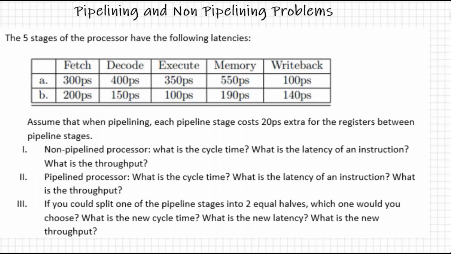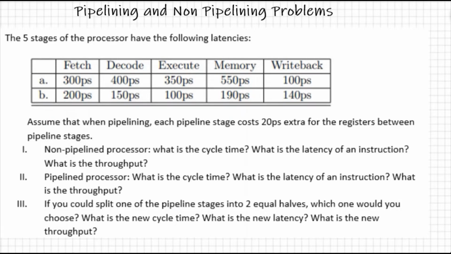Assume that when pipelining, each pipeline stage costs 20 picoseconds extra for the registers between pipeline stages. So it is also given to you that 20 picoseconds are required for the registers placed between the stages. What we need to find, first, for the non-pipelined processor, is the cycle time, the latency of the instruction, and the throughput. Second, for the pipelined processor, what is the cycle time, the latency of an instruction, and the throughput. So you can compare your non-pipelined and pipelined systems.